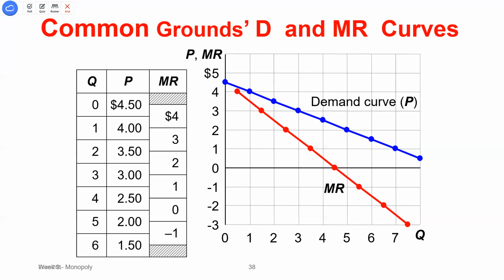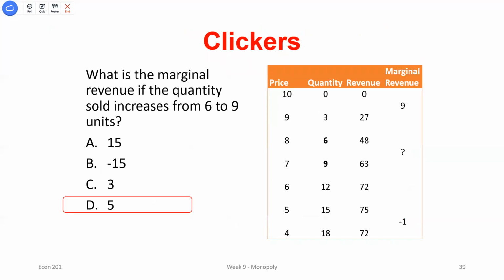All right, so if that was very foreign to you, don't worry about that. That's more of an explanation if you have some calculus experience. These are just different ways of thinking about why we have this downward sloping, twice as steep marginal revenue curve.